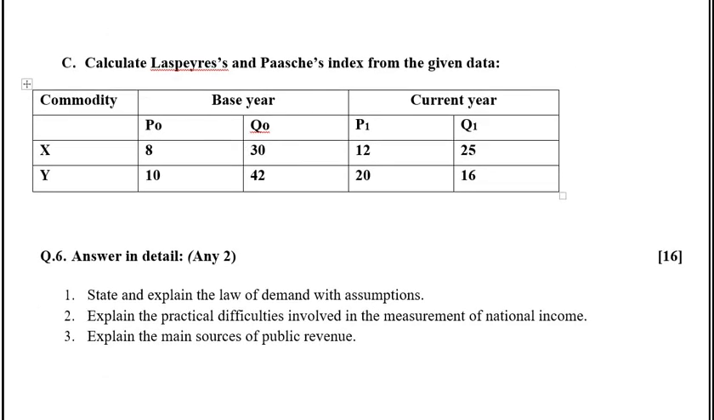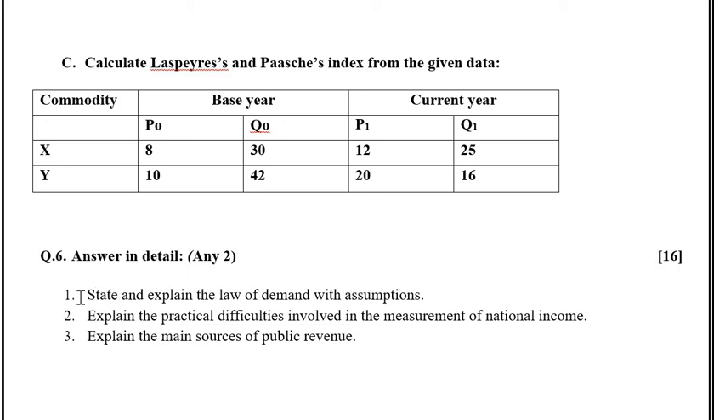I'll read the C part. Calculate Laspeyres and Paasche index from the given data. Commodity X and Y, base year previous, you can see P0 is 8 and 10, Q0 is 30 and 42. Current year P1 is 12 and 20, Q1 is 25 and 16. So this is the data. Based on this data, you have to calculate Laspeyres and Paasche index. And the last one is question number 6, answer in detail. There are 3 questions, any 2, students, 16 marks, meaning 8 marks each.